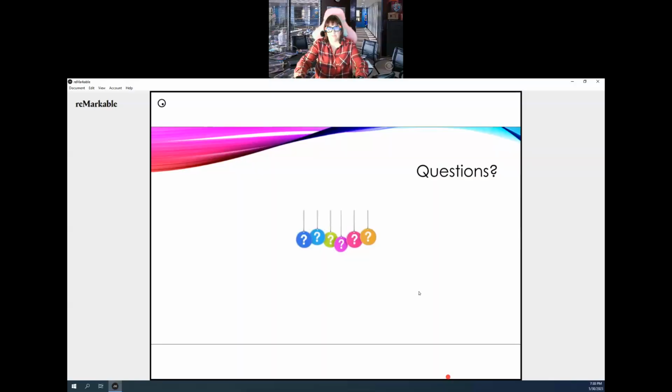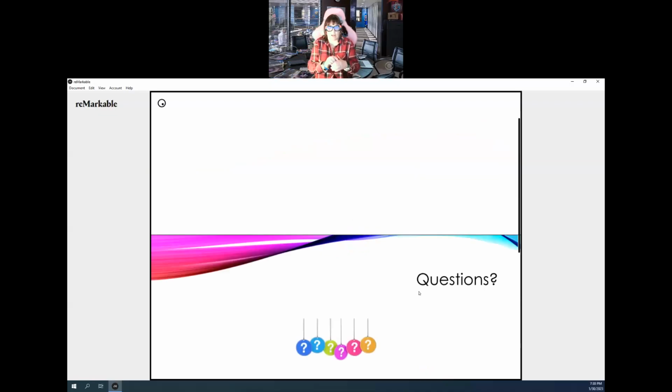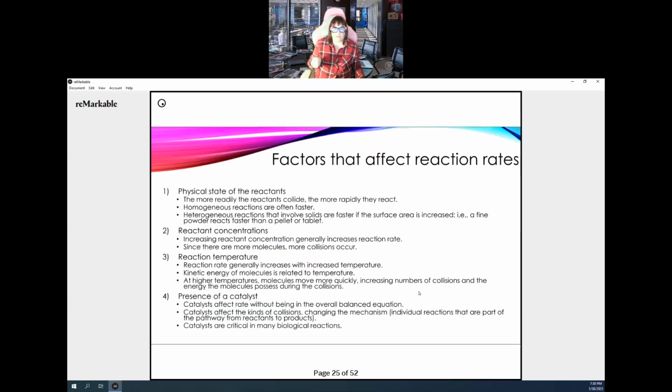Into this. Factors that affect reaction rates. And it's important that we talk about this because there are factors that we can look at that will probably change our reaction rates. And it's important for you to understand what those factors may be because you might get asked about it. So things that come up.